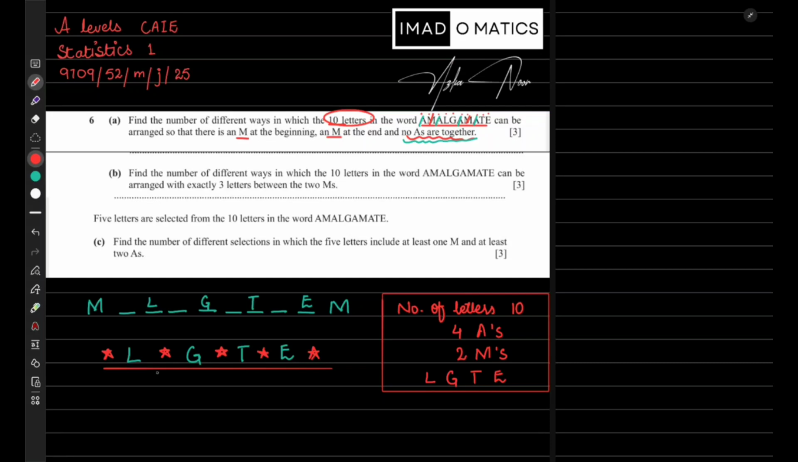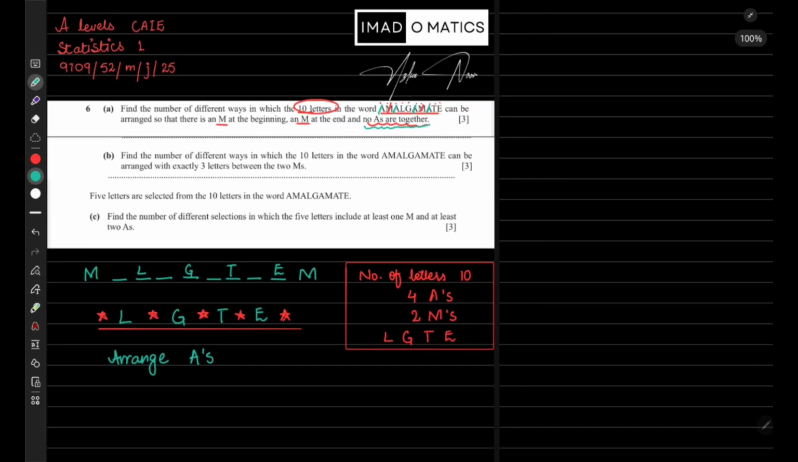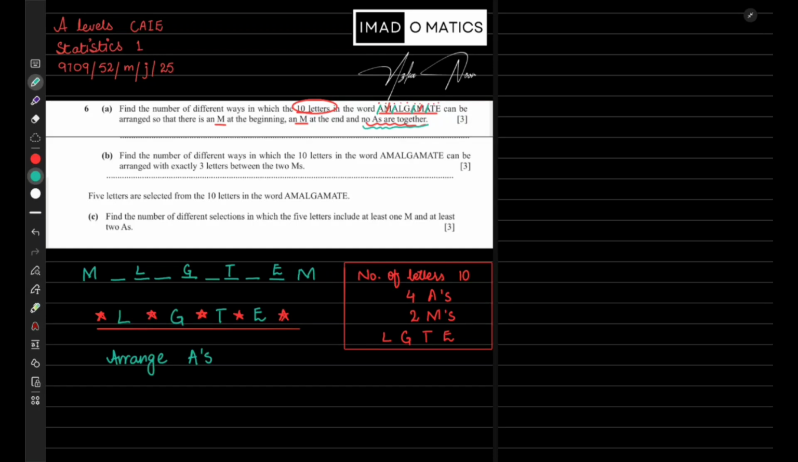So how could we arrange them? We need to arrange the A's. But does order matter here? No. In whatever order A's are arranged, it doesn't matter. So order doesn't matter. Is the number of spaces equal to the number of things? No. How many spaces do we have? We have 5 spaces and we have 4 A's.